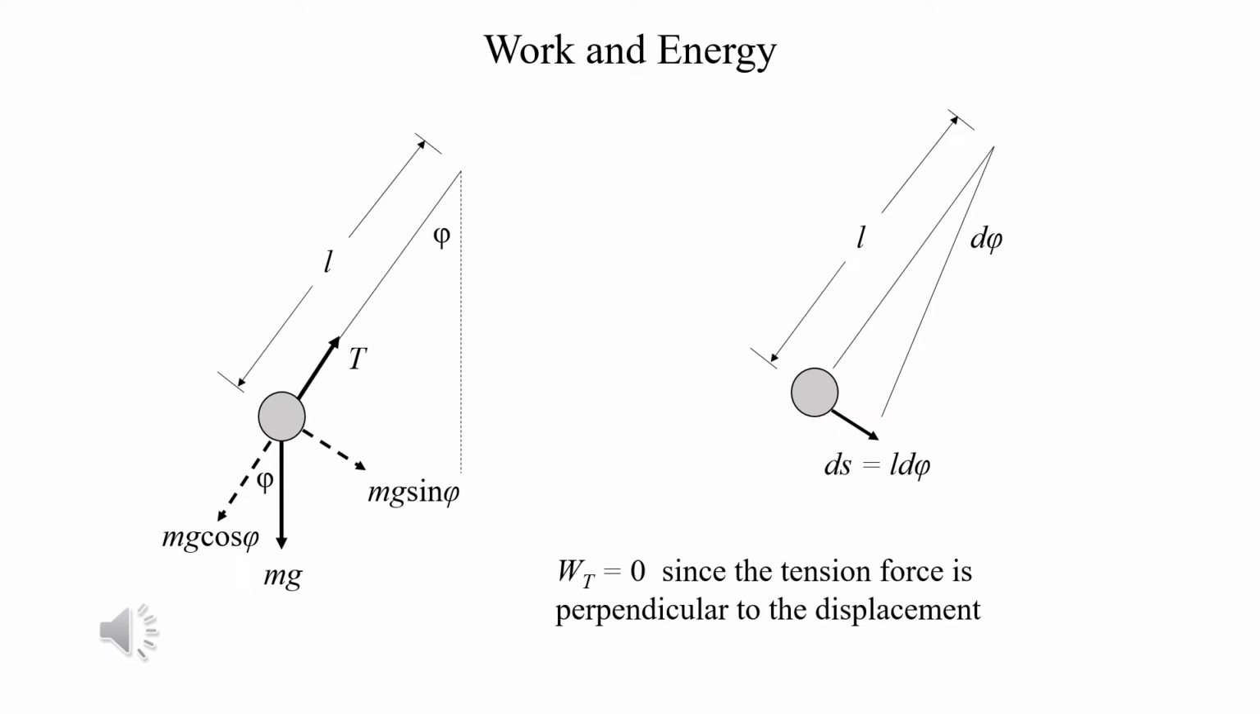Now, our differential displacement, ds, is going to be a little bit of an arc length. So if you recall, to measure the length of an arc, we just take the radius times the angle. Well, the angle is d phi. The radius is the length of the string, little l. So L d phi gives us the displacement along the arc. So our displacement is ds, which is L d phi. Only the angle changes, the length doesn't change.